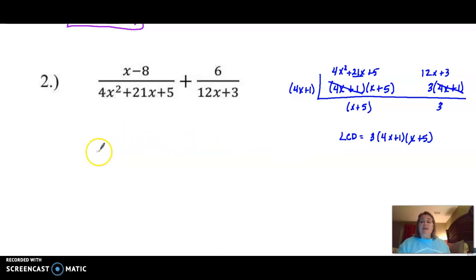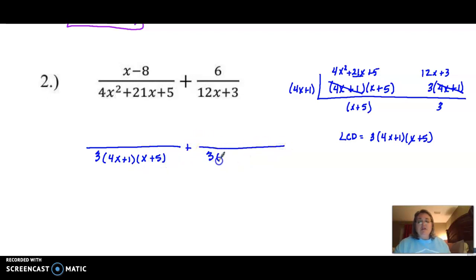So I will put that denominator over here. 3, 4x plus 1, and x plus 5. Plus another of the same denominator, 4x plus 1 and x plus 5. All right, then same step. We're next going to move to what do I have to multiply by. So I look for what am I missing.